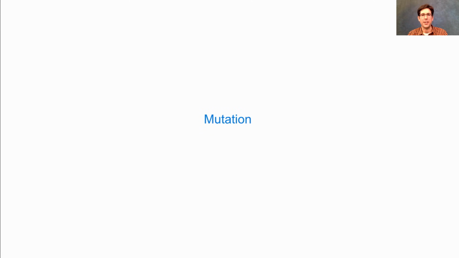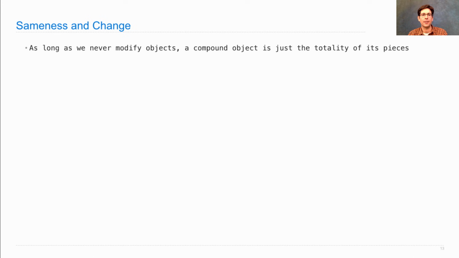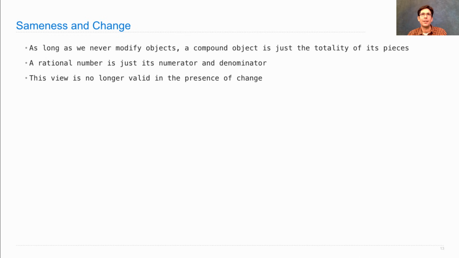So, mutation. Let's talk about what it means for something to be the same and what it means for something to change. Once upon a time, we never modified objects. And at those times, a compound object was just the totality of its pieces. There was nothing more to being a rational number than just what was your numerator, what's your denominator.